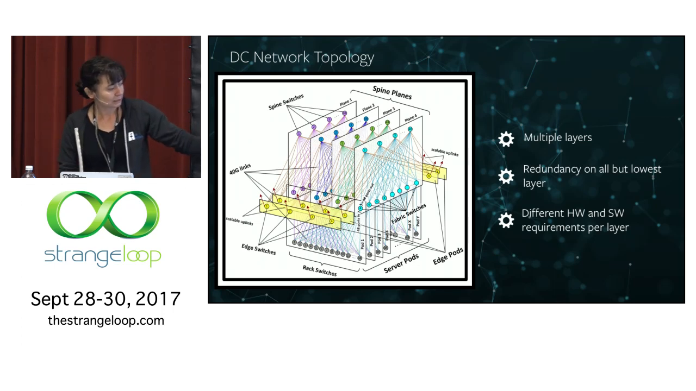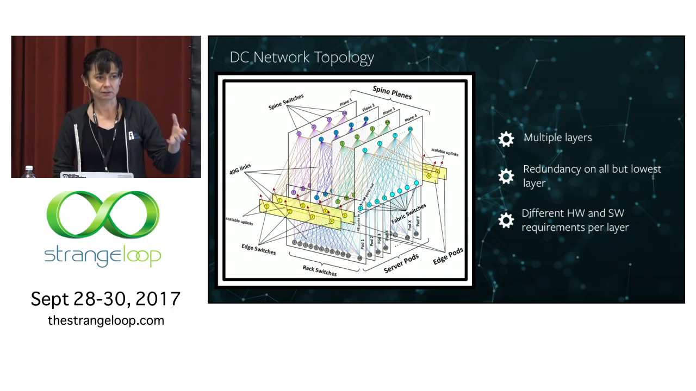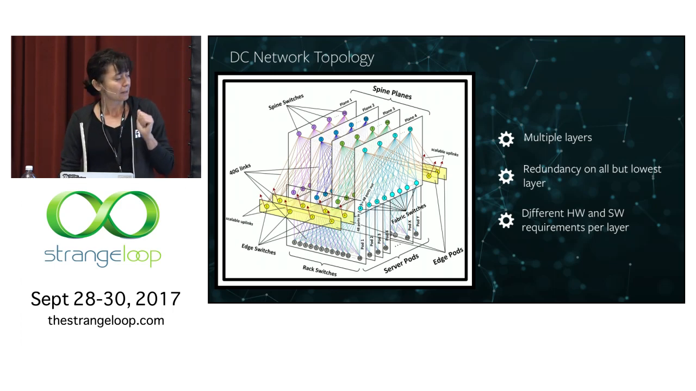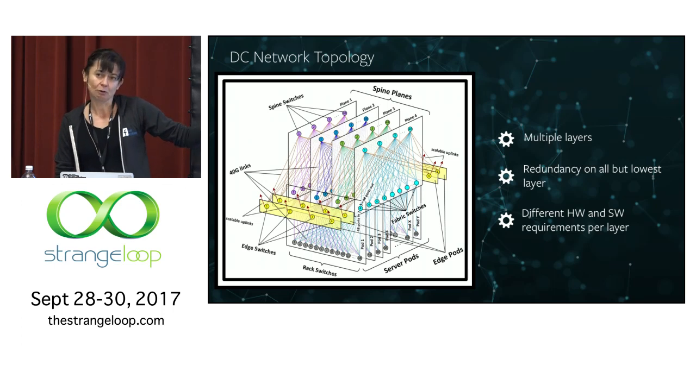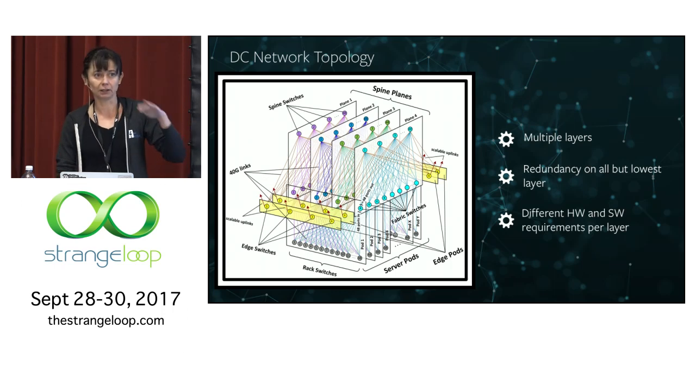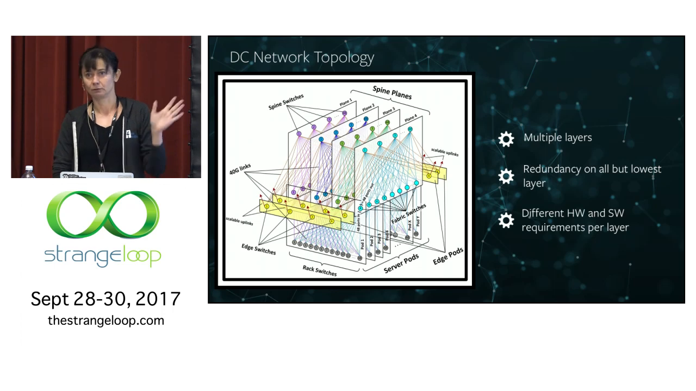On the bottom here are rack switches. If you know what data centers look like inside, there are lots and lots of racks. They're filled with servers, and on top of each rack, there is a top of the rack switch, or RSW. One interesting thing to know about this part of the network is there is no redundancy on this layer of the topology, meaning if the rack switch goes down, all the servers in this rack lose connection.